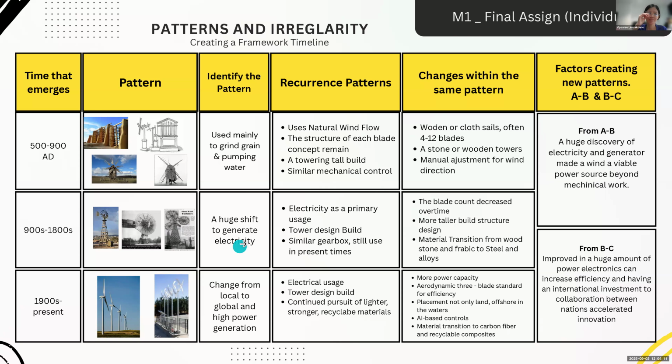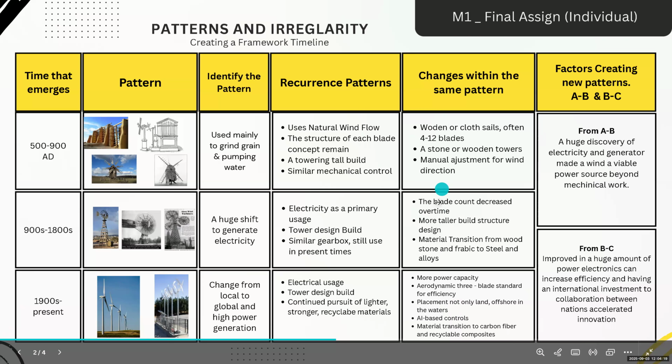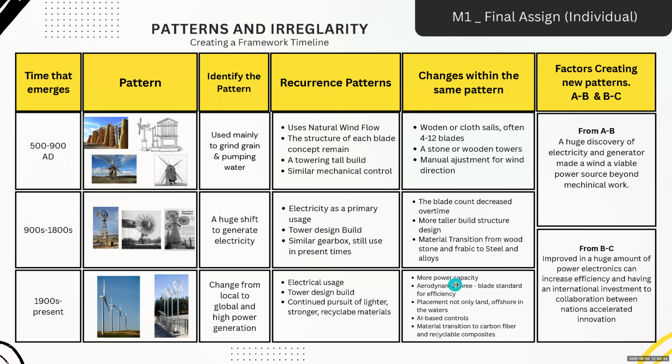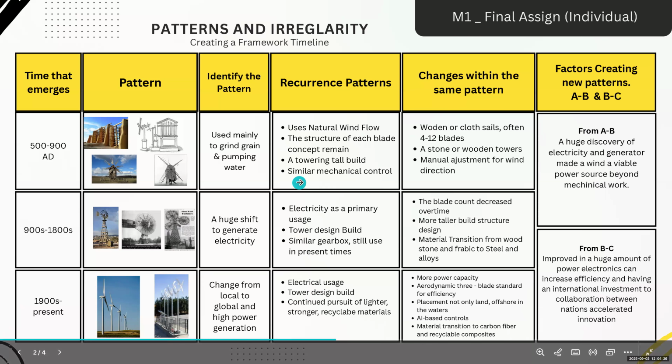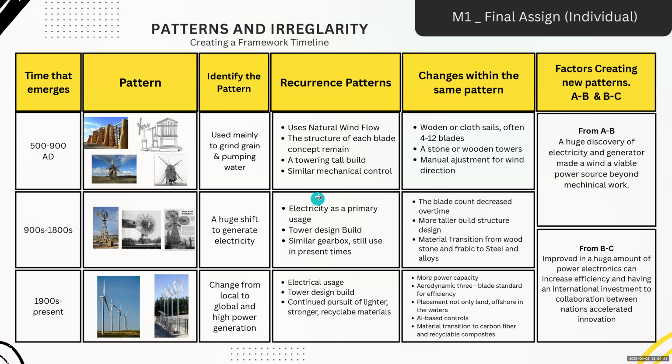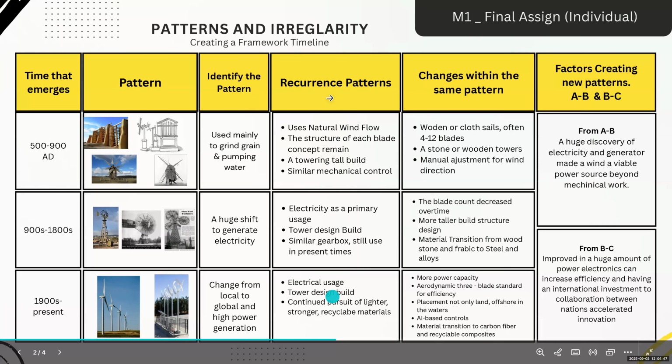Throughout, we see changes within the same pattern. Even with all these changes in techniques, talents, and tools to make it better, some things stay the same: using wind as the main power, putting blades on a tall tower, and turning that movement into usable energy. We see that pattern throughout our course of history.